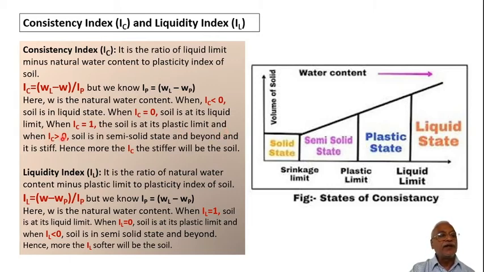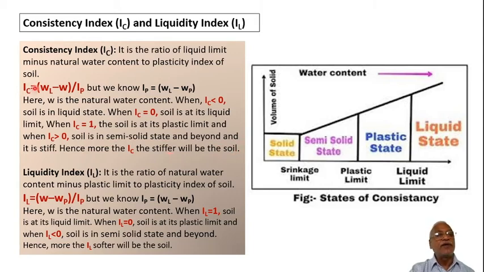And when IC is greater than 1, WL is more than W, that is one point, and then W should be less than WP, means somewhere there. That is to say, semi-solid state or even stiffer state. So when IC is greater than 1, the soil is in semi-solid state and beyond, and it is stiff. Hence, more the value of IC, the stiffer will be the soil.